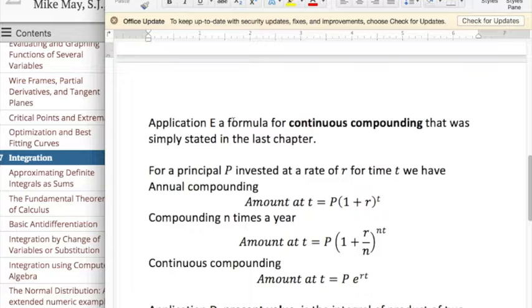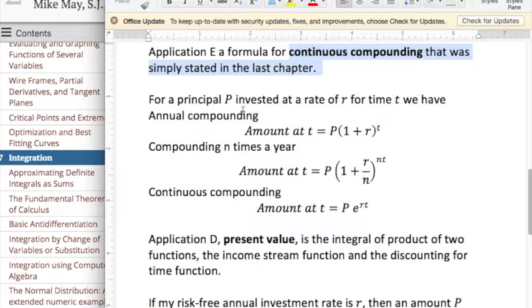Application E, what we do in the text, is continuous compounding. And there's a formula that was stated in the last chapter, and we give reason why it ought to be true in this chapter. If I have a principal P at a rate of r for time t, if we have annual compounding, my growth factor, as opposed to my growth rate, is 1 plus r. I raise that to the number of years, multiply it by the principal, that gives the amount at t.